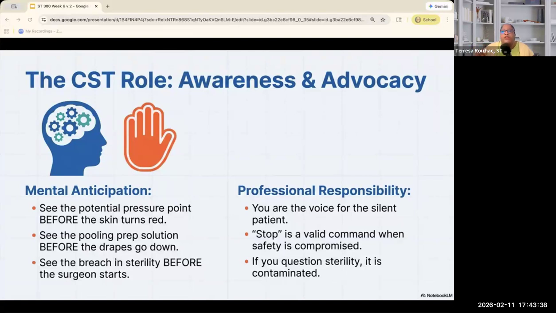Trust me, you're going to be able to multitask like you've never multitasked before. You're going to see a break in sterility forming before it even happens. And you're going to say, hey, doc, hold up. Or, doc, I just noticed that your glove is ripped. I already have another one ready for you. Let's go. When you catch it early, you prevent problems later.